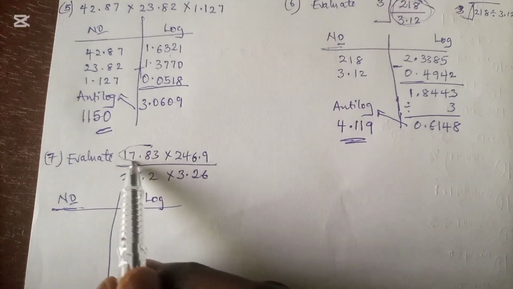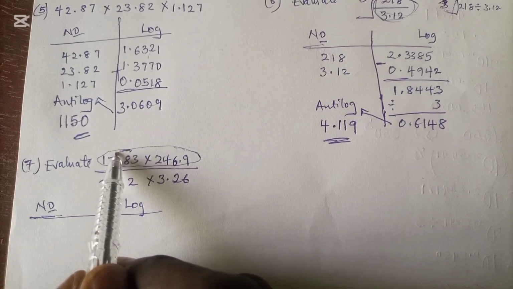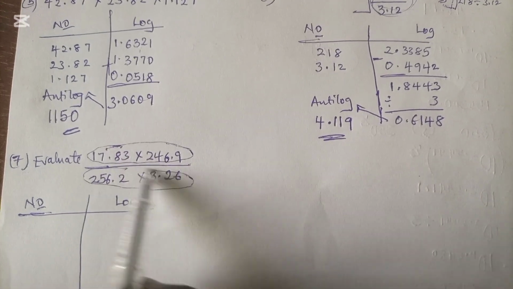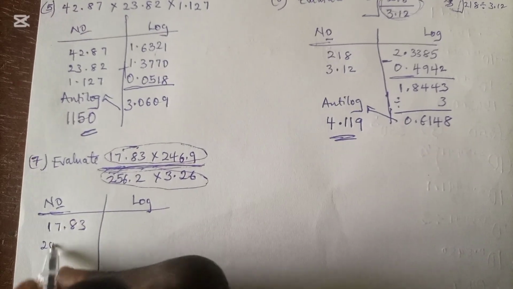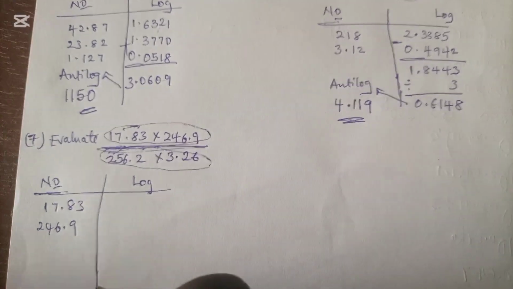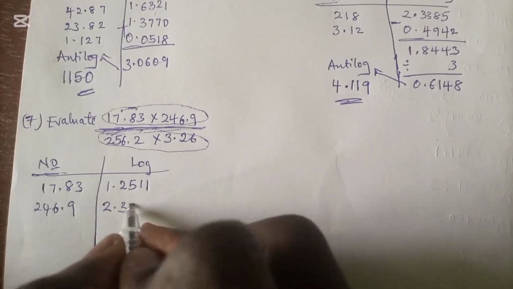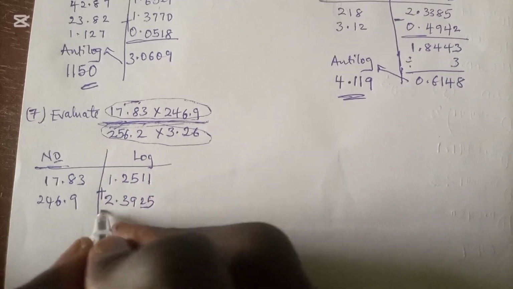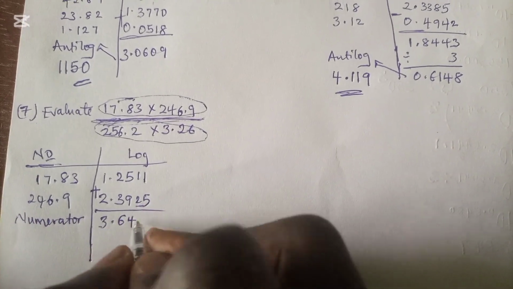So what I advise is you firstly solve the numerator, and get a simple answer without finding the antilog of it yet, until you get your final answer. So let's do it. We have 17.83, we have 246.9. That's the numerator. We get 1.2511 for this, 2.3925 for this. You add it. So the answer for our numerator will be 3.6436.